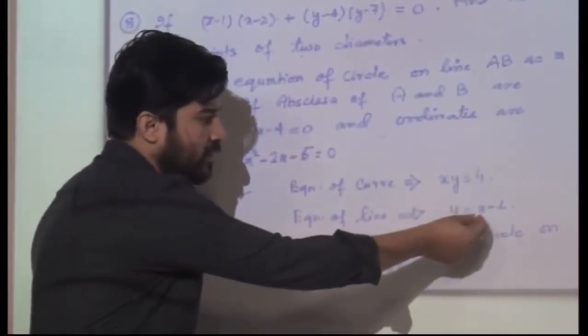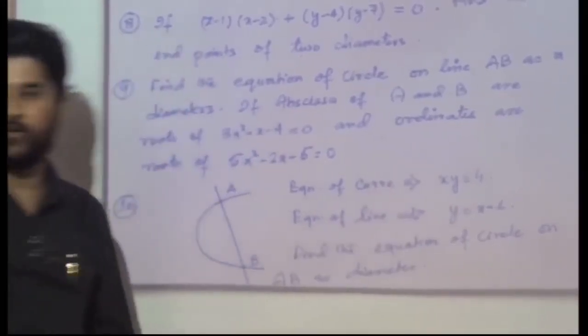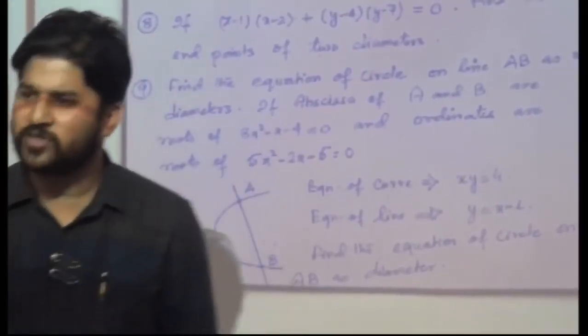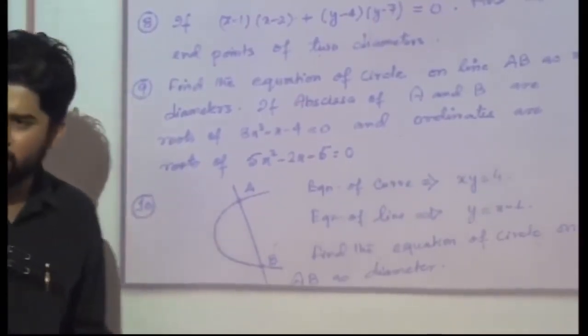You write x as y plus 1 and put it here: y into y plus 1. The only carefulness you need is to make the coefficient of x square and y square 1. That's it, and you got your answer. See, again you saved your time.